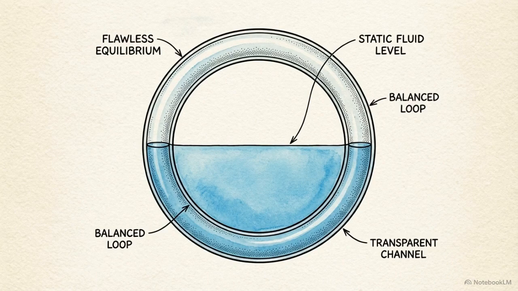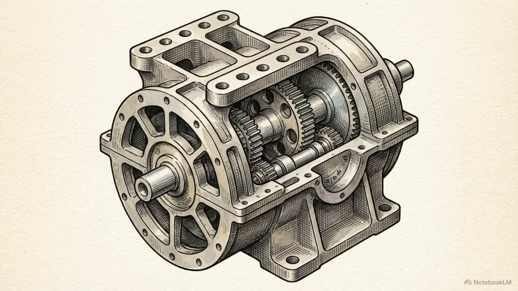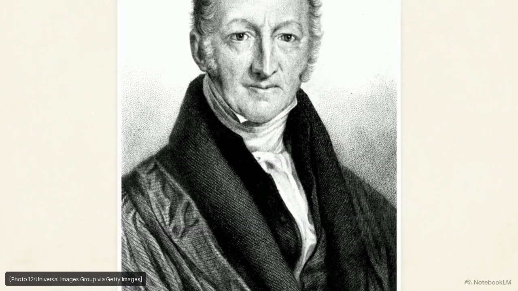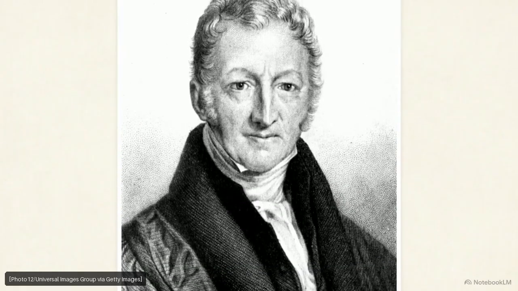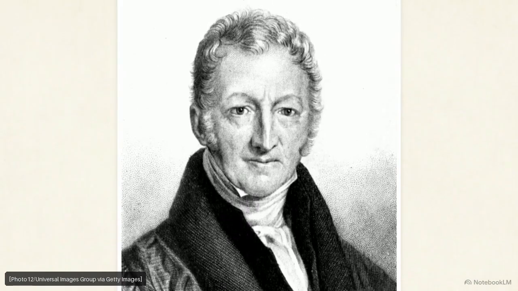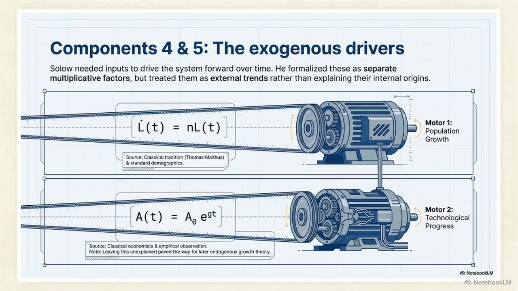A static, balanced loop is elegant, but a dynamic macroeconomic model requires external inputs to drive it forward over time. For the first external input, Solow looked to the classical Malthusian tradition to source motor 1, population growth. This mechanical schematic shows how Solow formalized population demographics as a separate multiplicative factor that continually drives the labor supply belt. He then bolted on motor 2, technological progress, a variable sourced from broad empirical observation of industrial output.